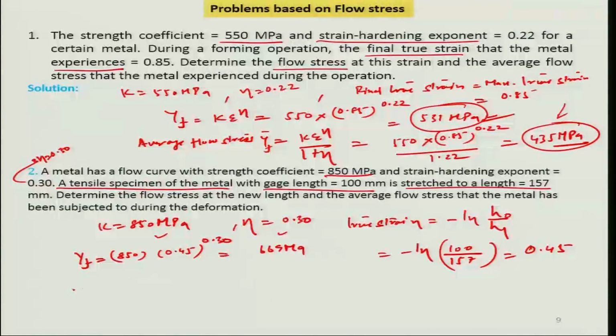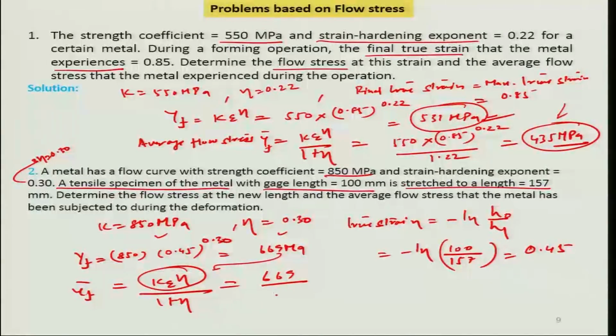Similarly, if we want to find the average flow stress, it is represented as K epsilon to the power of n by 1 plus n. We already know K epsilon to the power n from the last step, 669 megapascals. So we just divide that by 1.30. Remember, this n is 0.30. So this happens to be 514 megapascals.